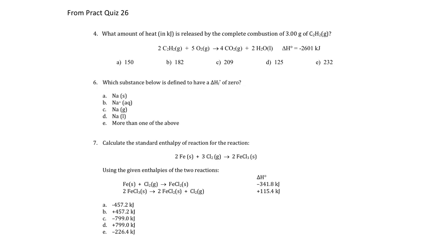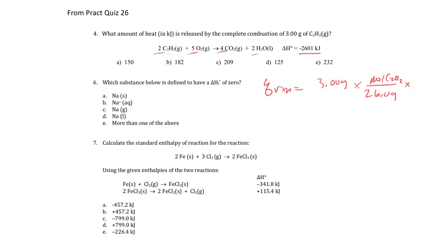What amount of heat is released by this reaction here? It's minus 2601 kJ, but it's for 2 moles of this, 5 moles of that, 4 moles of this, forming 2 moles of that. So the moles are as indicated by the given balanced equation. And so when we have 3 grams of C2H2 combusting, the heat that's released, the heat of the reaction would be, we take the 3 grams of C2H2, we have to take its molar mass. That'll be about 26.0 grams per mole.